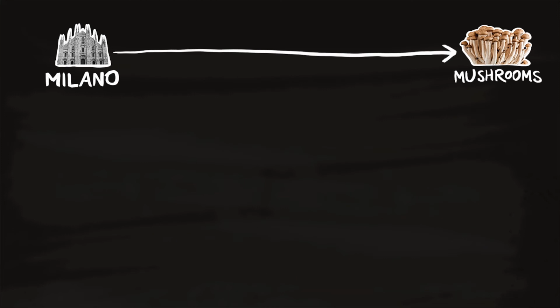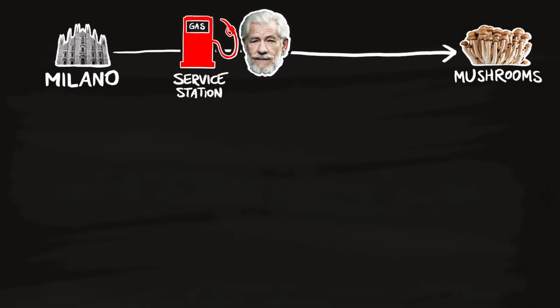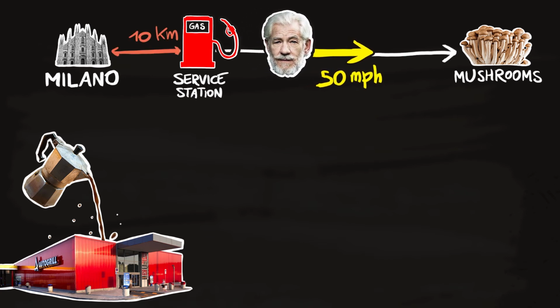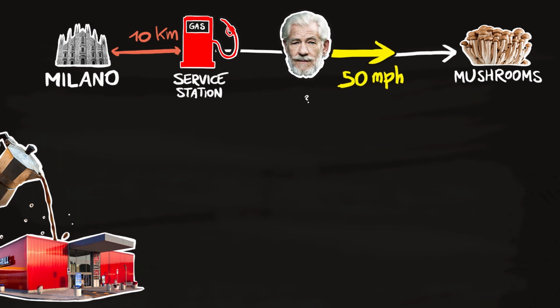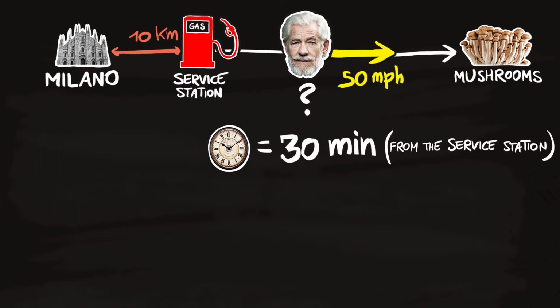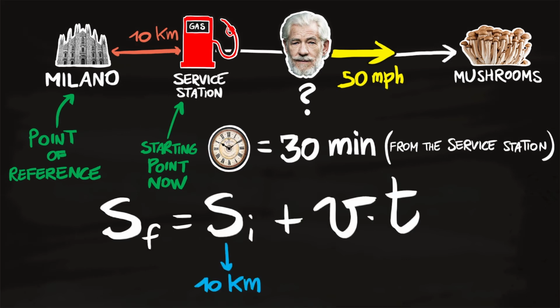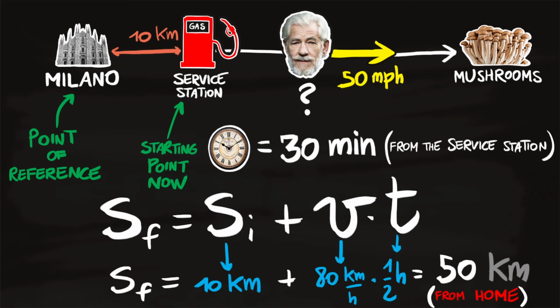But now let's see another scenario. Grandpa decided to stop at the service station for a quick espresso and then he goes back on the street. The service station is 10 kilometers away from Milan. Now we want to know where he is half an hour after leaving the service station. You have to be very careful here because you have to take into account that Grandpa is not starting from the point of reference, so Milan, but from the service station. He already has some road behind his back. s_i is not 0 now, because Grandpa's starting point is 10 kilometers. So, after 30 minutes from the service station, Grandpa is 50 kilometers from home.